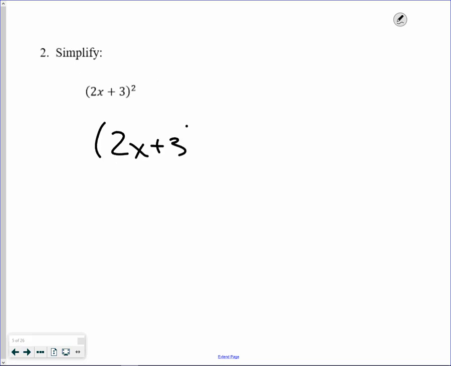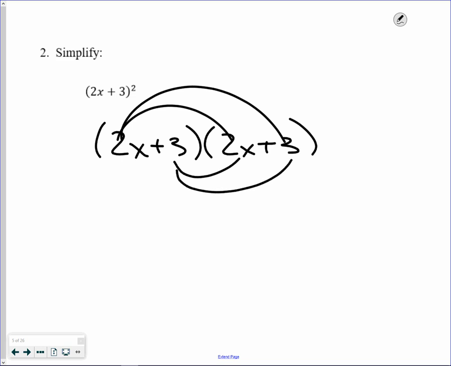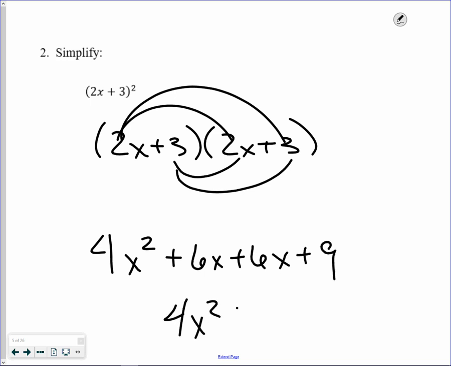This is a popularly missed question on the test. Make sure when you square a binomial, you FOIL it. So first, outer, inner, last. So 4x squared plus 6x plus 6x plus 9, and add the like terms.